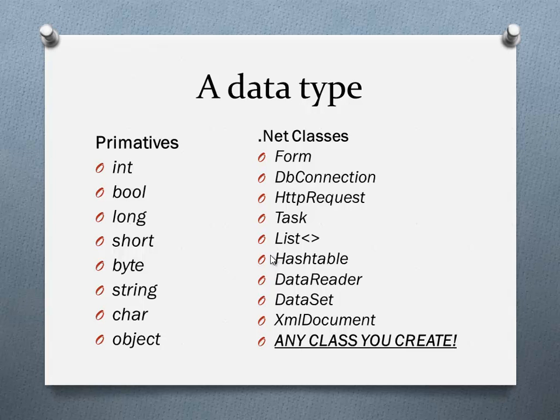Then we step up a notch, and within the .NET framework, we have another series of classes. Form, DB connection, HTTP request, task, list, hash table, data reader, data set, XML document, and any class you create is considered a data type. So if you create a class, that is essentially a data type that you can use to create a variable.